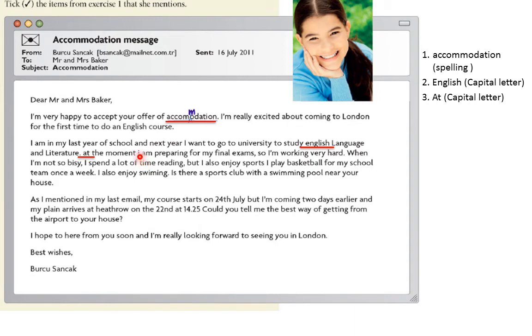And the second mistake in this sentence is "I." I should always be written with capital letter. I am. If it is coming in the middle of the sentence, it should be written with capital letter. Let's continue.